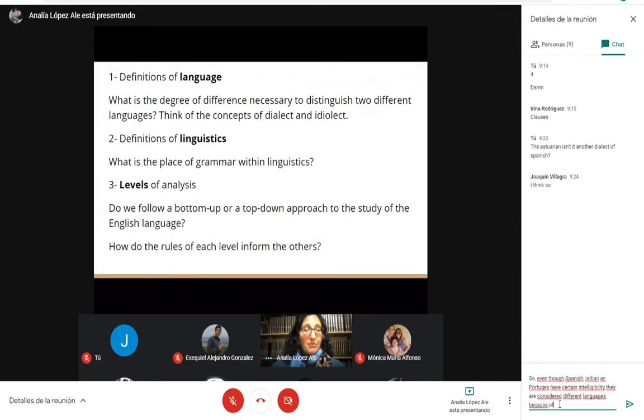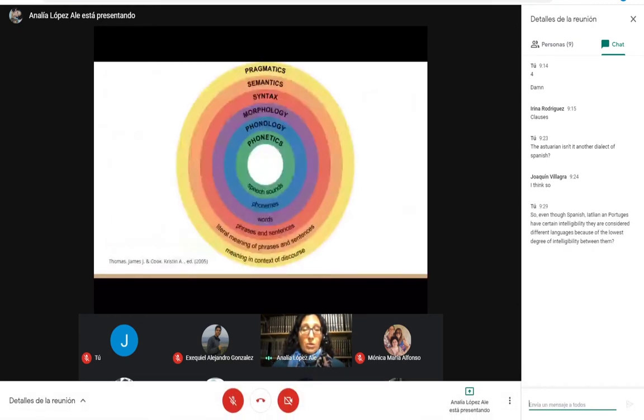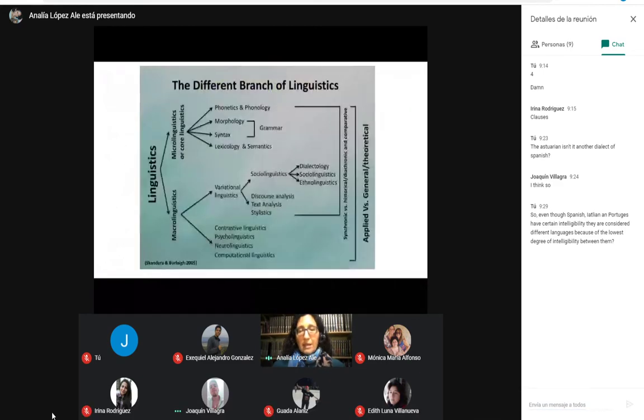Yes, this is basic for the linguistic study. How do I know that I will contrast two different languages? Because they have been identified as two unintelligible linguistic varieties. Very good. Number 2, what is the place of grammar within linguistics? Oh, what a good question. Here, the diagram. Can you see the place of grammar in the diagram?